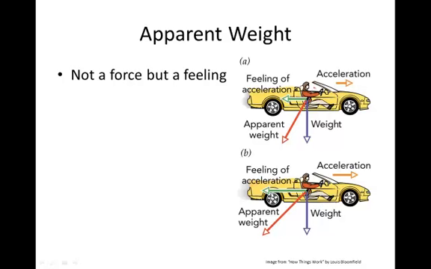So if you imagine yourself in a car that's accelerating, you have your normal weight, and then as the car accelerates, you feel like you're accelerating backward. And so if you combine that feeling with the weight, it feels like you're being pushed back and down into the seat. What's actually happening is that you're accelerating in the forward direction.